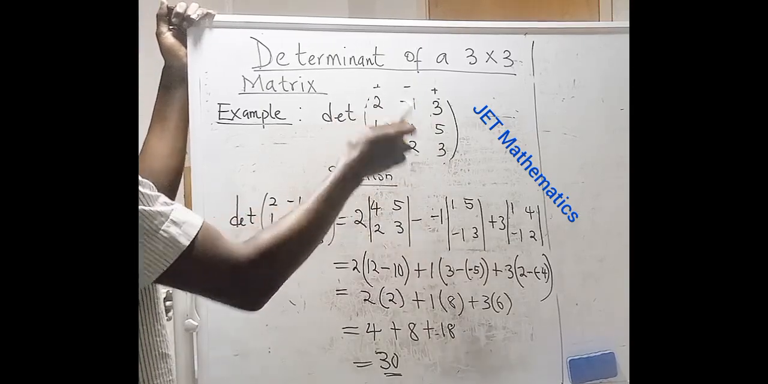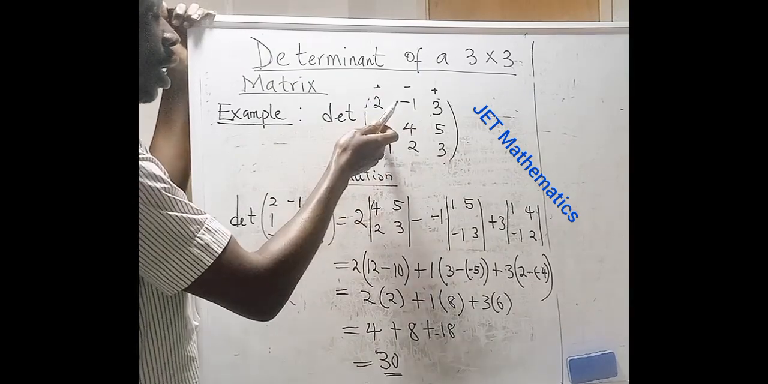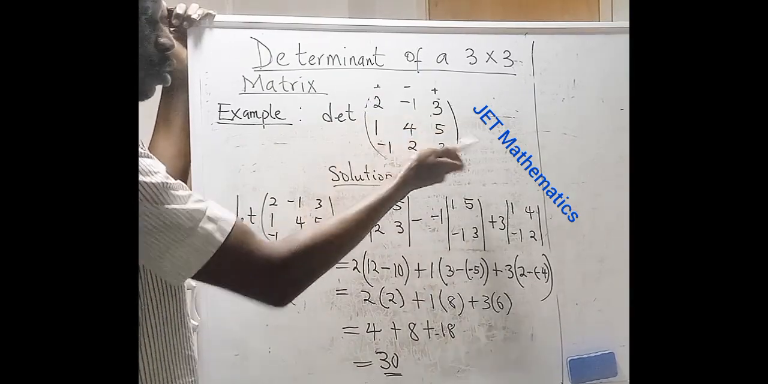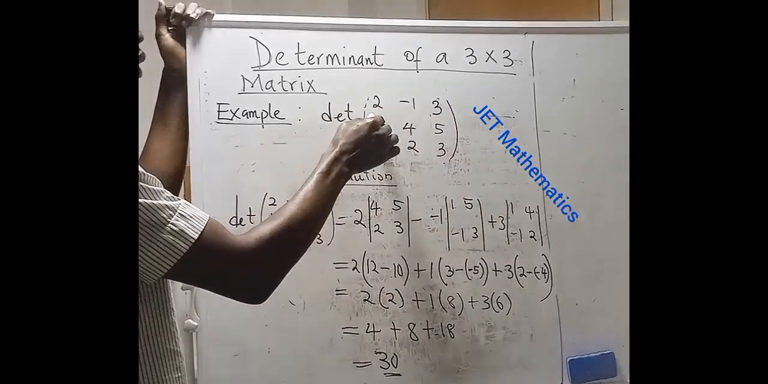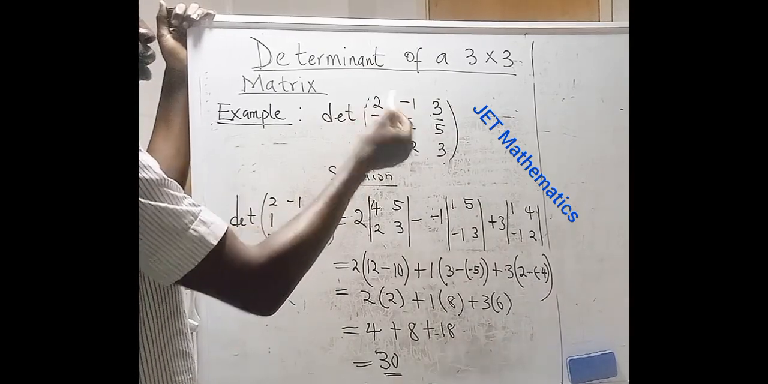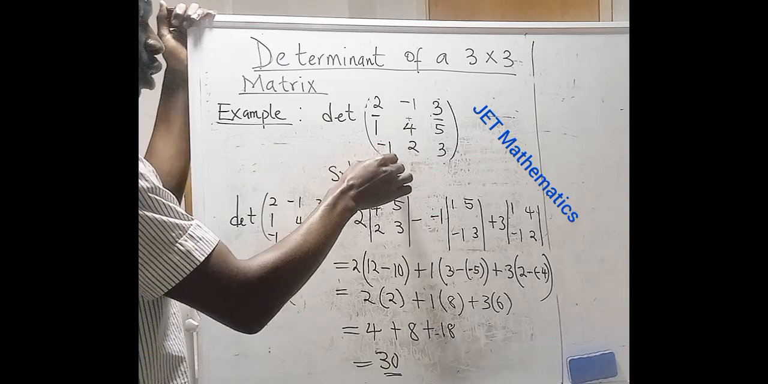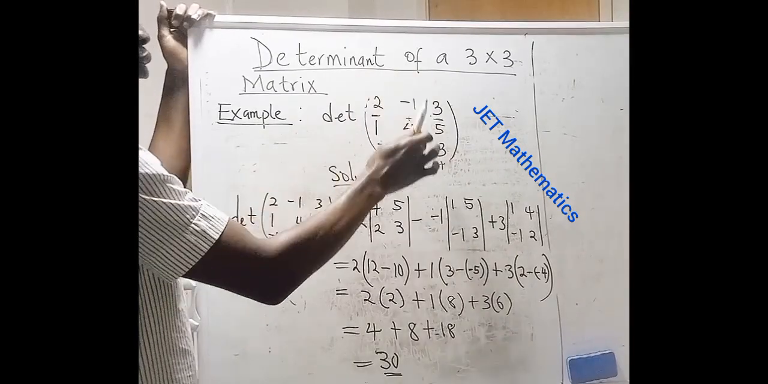Alright, we used our first row to perform this operation. You can as well use the second row or even the third row, but you must mind the signs you use. For the second row it is minus, plus, minus, okay? And then for the third row it is plus, minus, plus, just as we did for the first row.